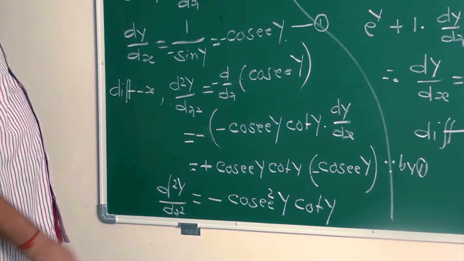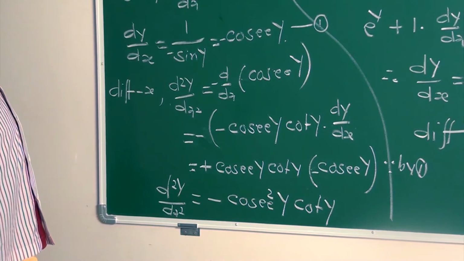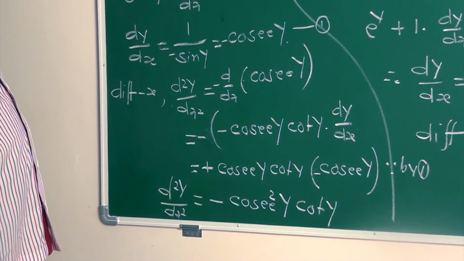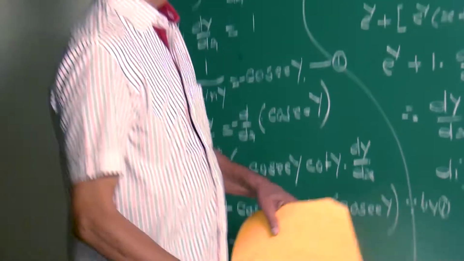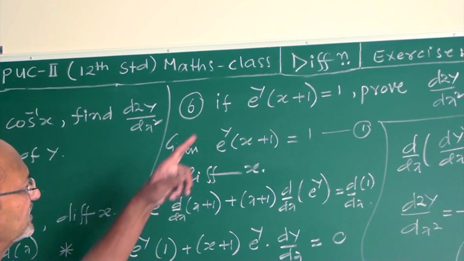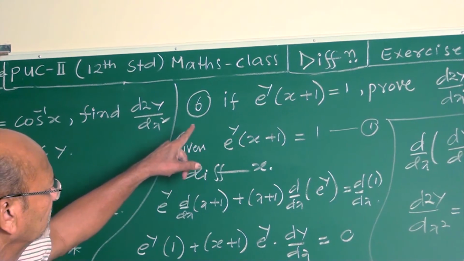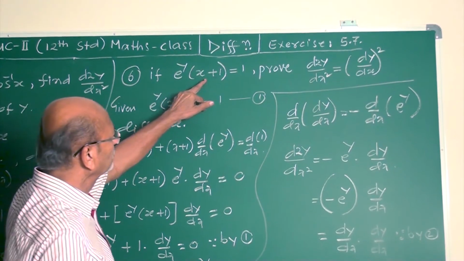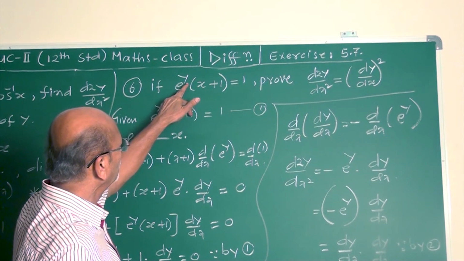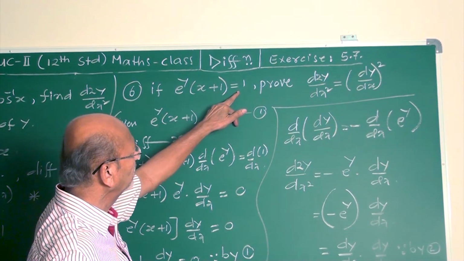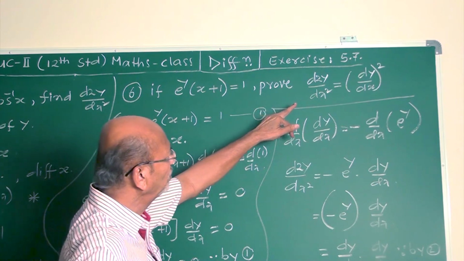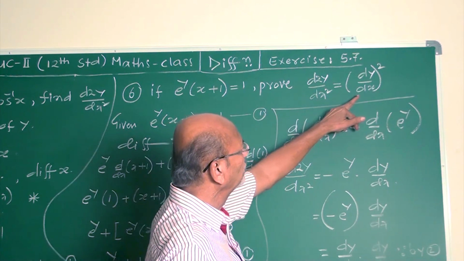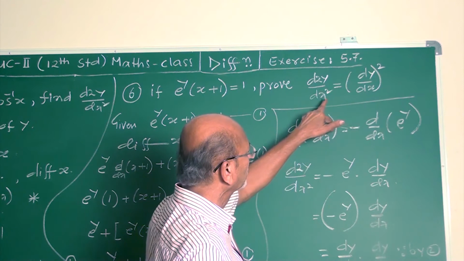This is one example. It's also a good example. Under a 2 mark question, slightly one or two steps here and there, more or less. The next example is given in the same exercise 5.7. If e to the power y into x plus 1 equals 1, then prove d2y by dx2 equals dy by dx the whole square.